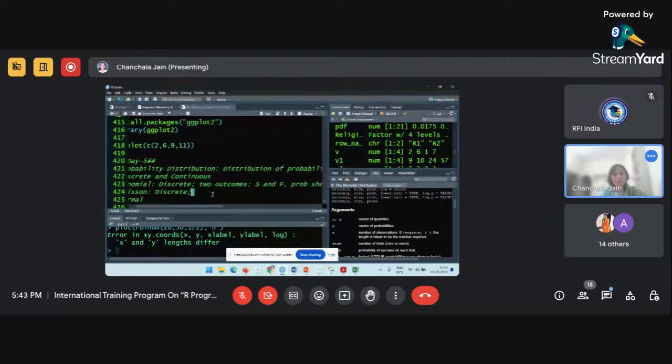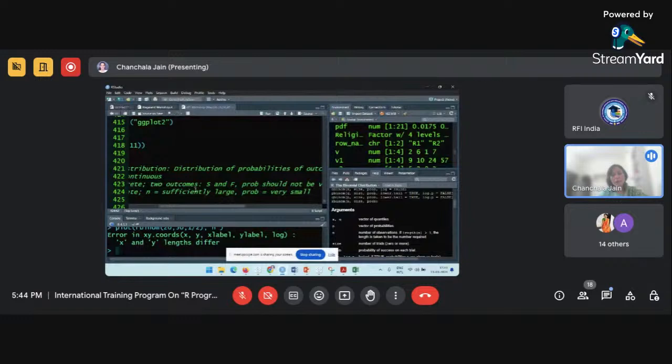Here, generally n, that is the size of the sample, should be sufficiently large, and the probability value will be very small in comparison to the binomial distribution. And here the time interval is also an important thing. Here there will be time-bound events, right? So that way we can differentiate between the binomial and Poisson distributions.